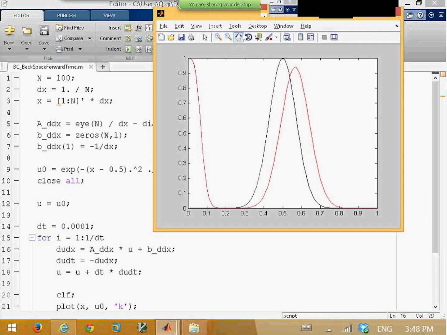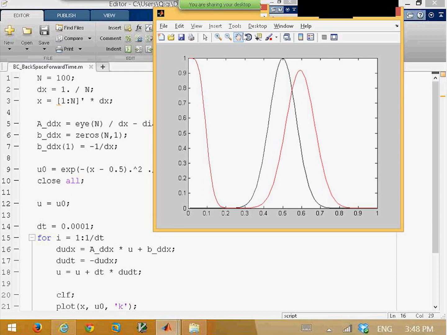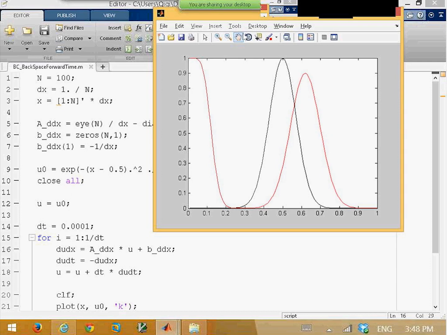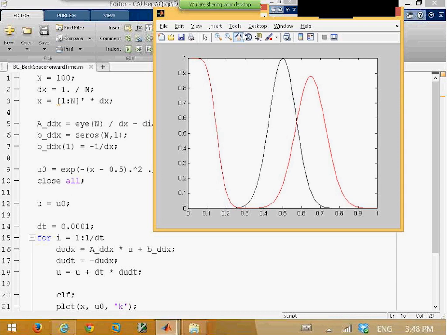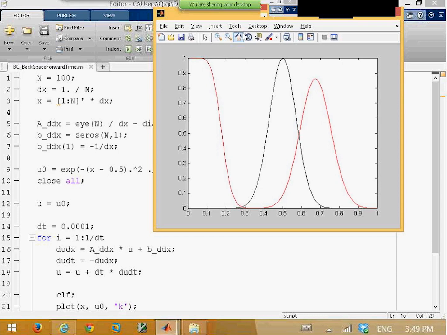So everything advances toward the right, and of course at the boundary there should be a discontinuity over here, but the numerical solution actually smoothes the discontinuity out, and you get a finite jump from 0 to 1 over here. But you see the boundary condition being enforced correctly, and things do move towards the right.